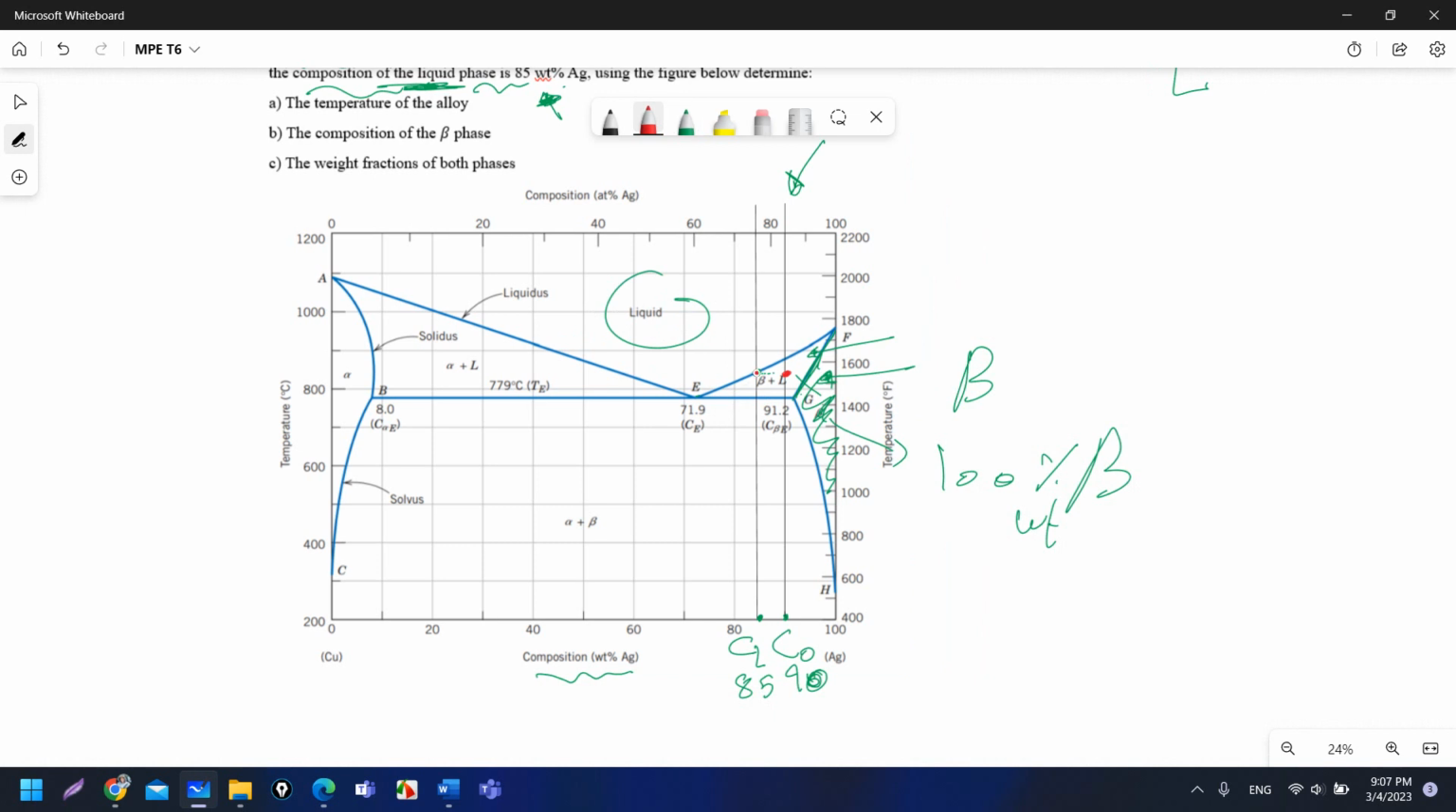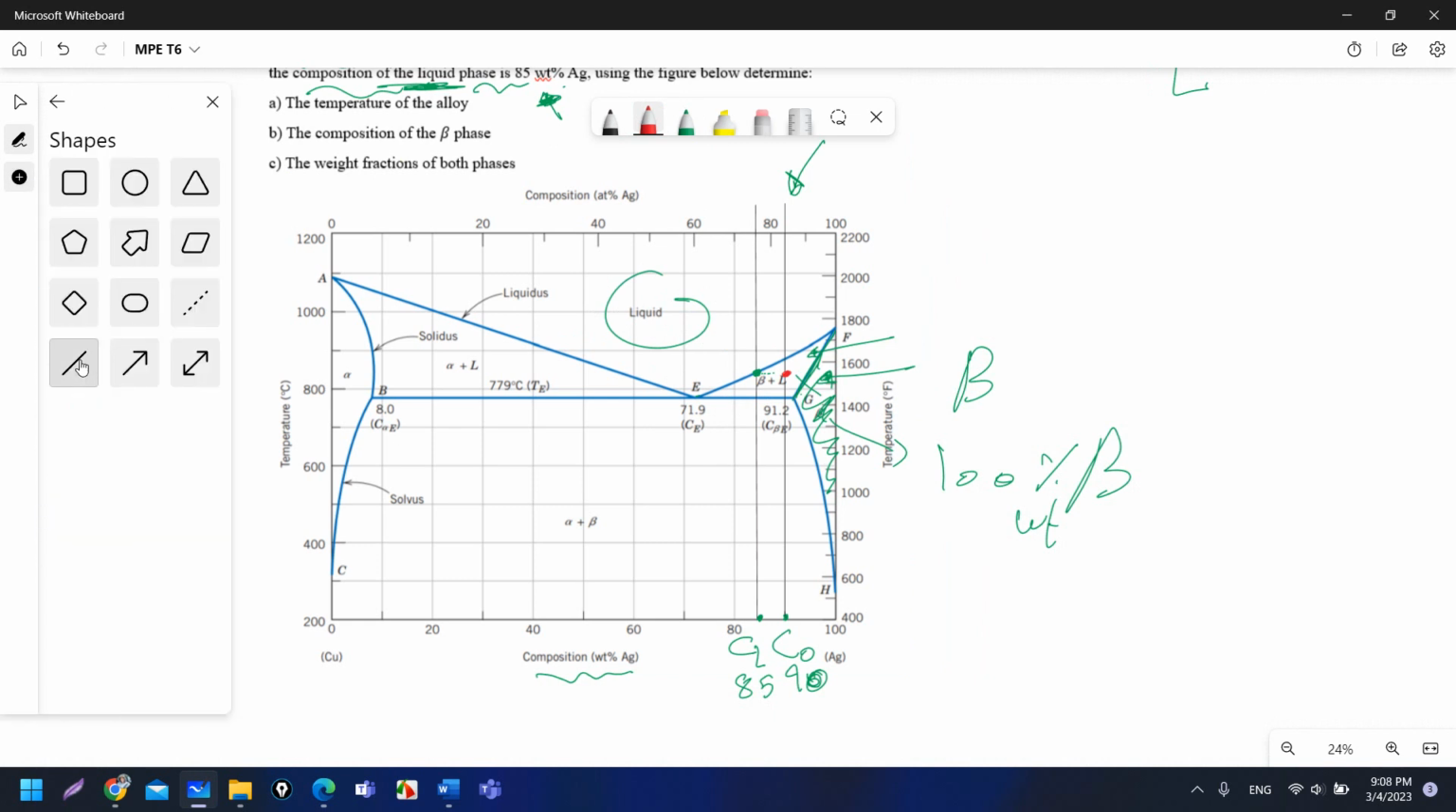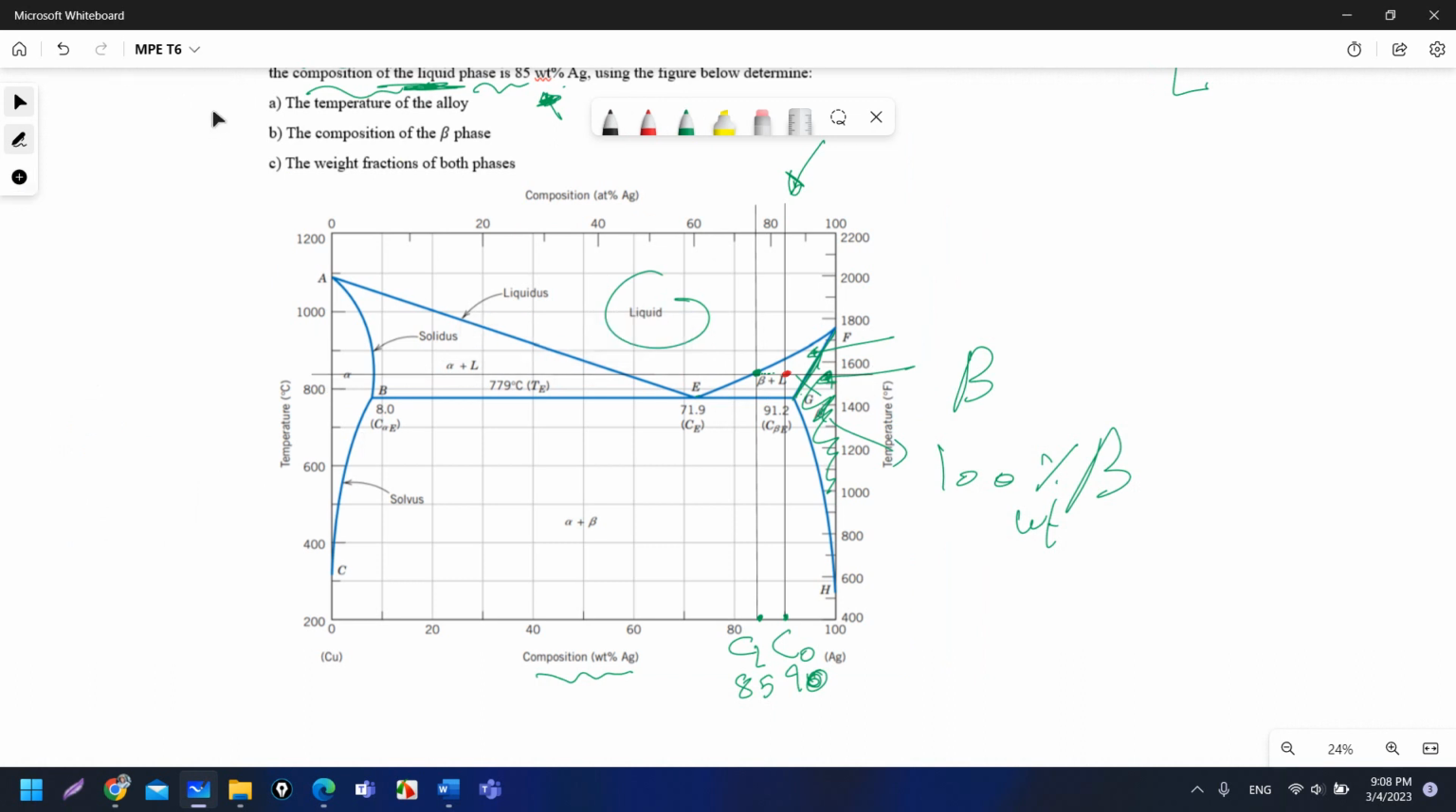So that is the only difference, okay? So the temperature corresponding to that will intersect these 2 points. If I draw a horizontal line that intersects these 2 points, I will have a temperature which is approximately 850 degrees Celsius. So I will say that the temperature is 850 degrees Celsius.